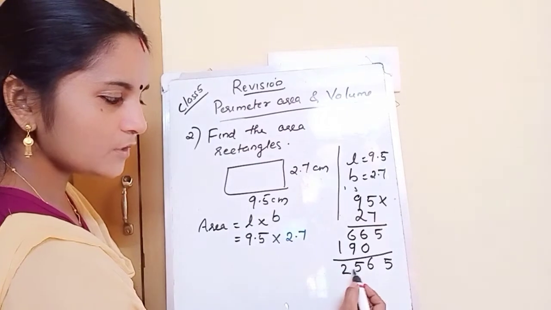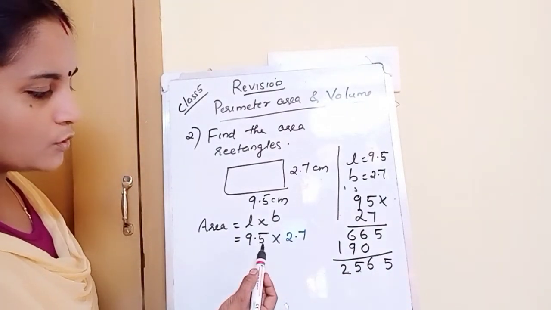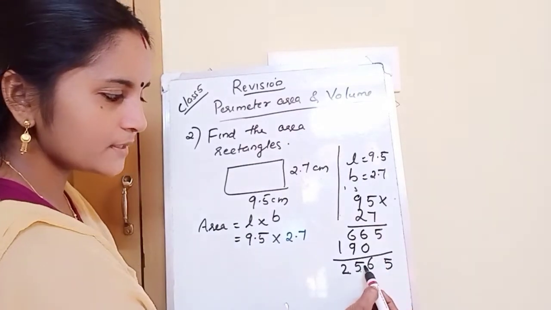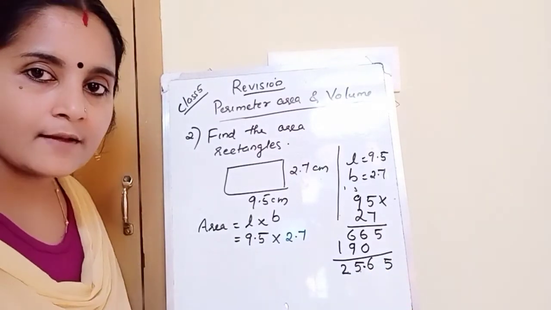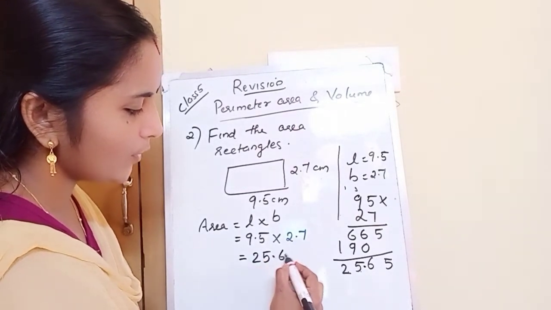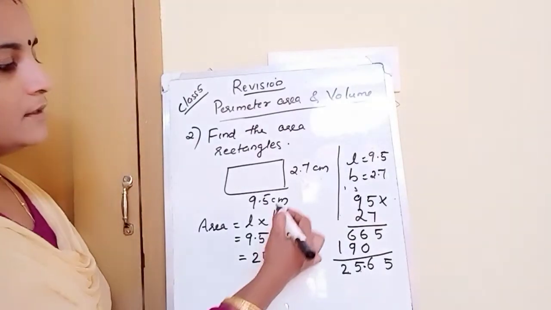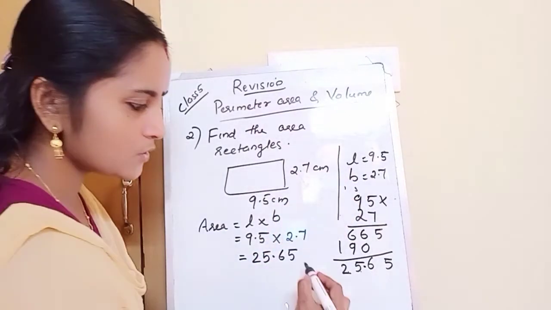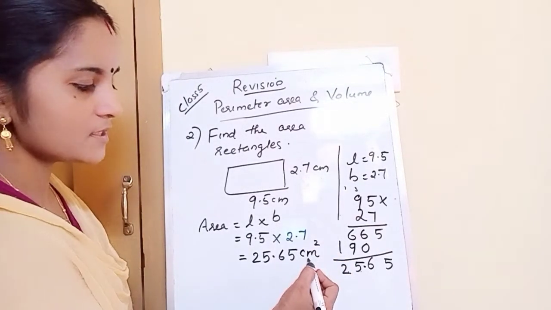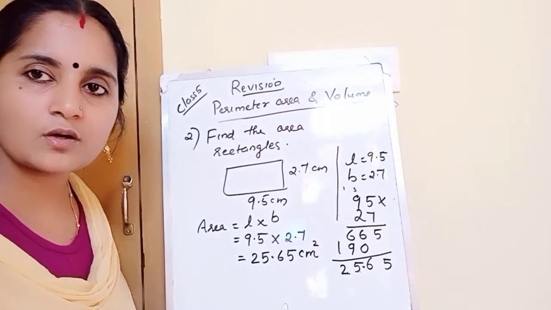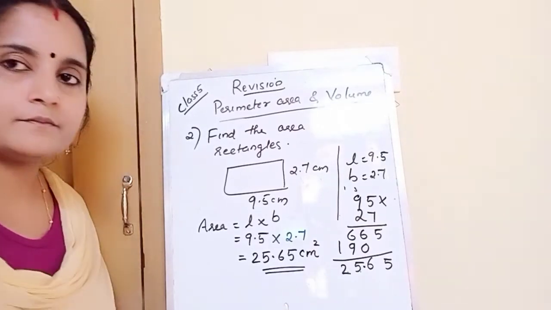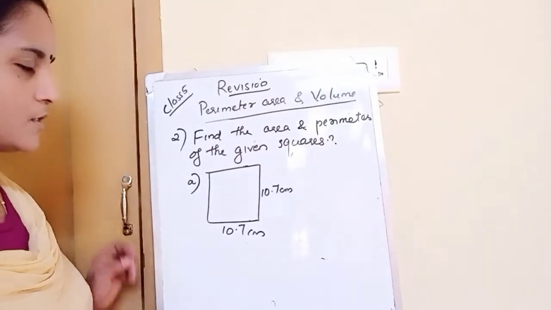So 2565. But we have 2 digits after the decimal point in total. So we move 2 places to the left, and the answer is 25.65. And the unit is given in centimeter. So how do you write the answer? Finally, square centimeter or centimeter square. We read it as centimeter square or square centimeter. Okay. This is the second question.